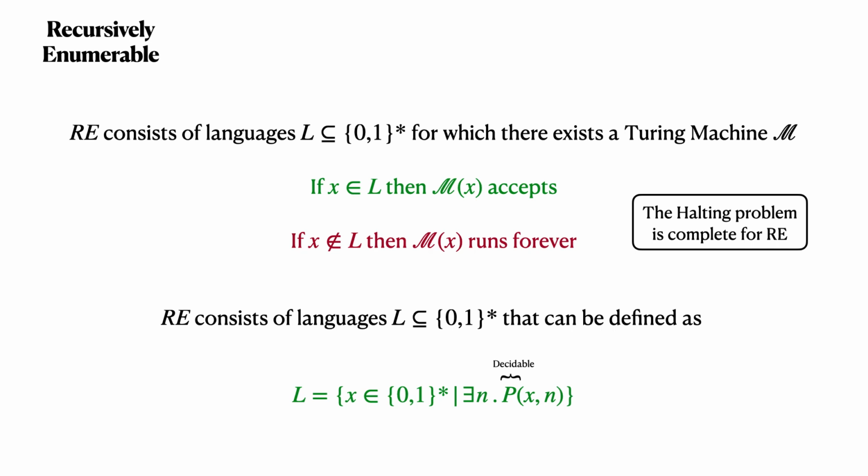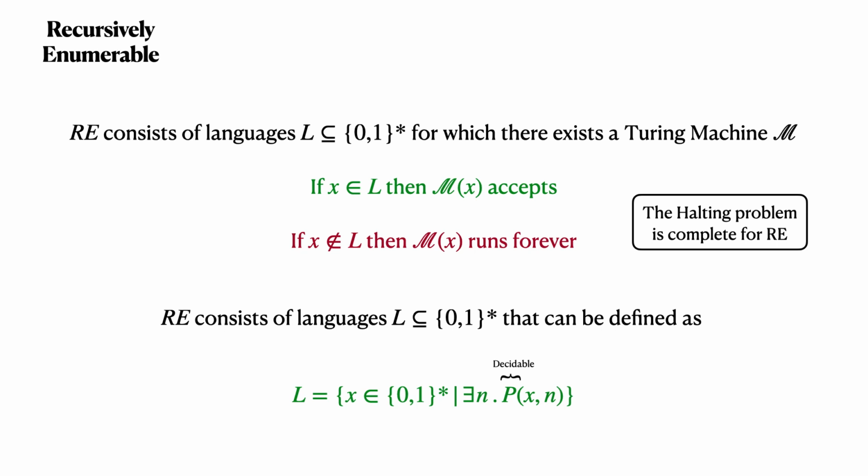Let's recall the set of recursively enumerable languages. A language L is recursively enumerable if there exists a Turing machine M such that X is in L if and only if M accepts when X is written on the input tape. The well-known halting problem is an example of a complete problem for this class.